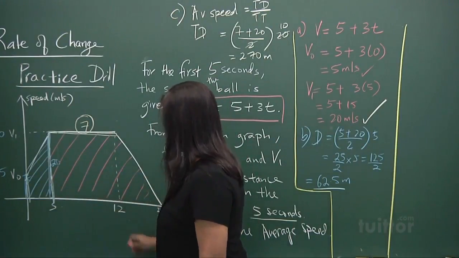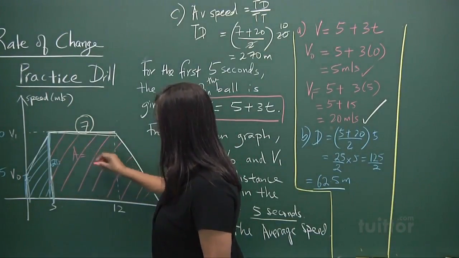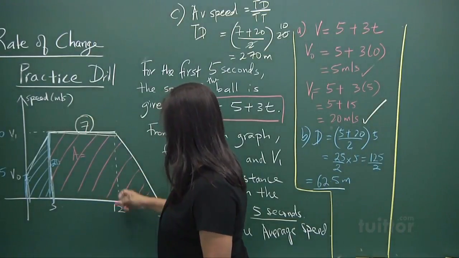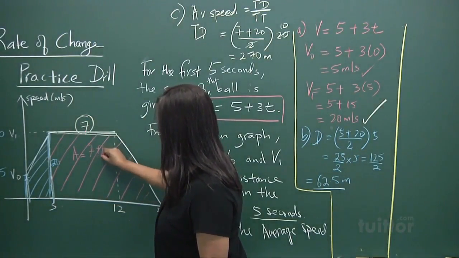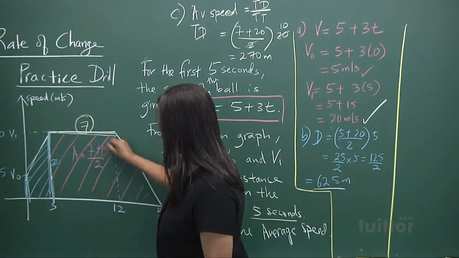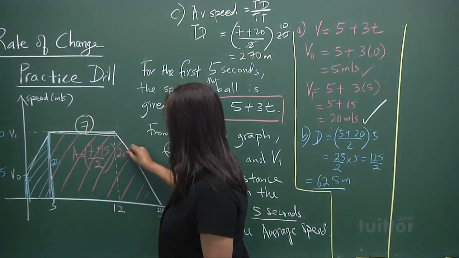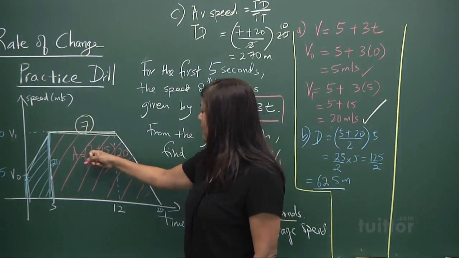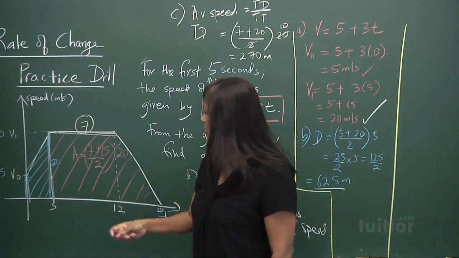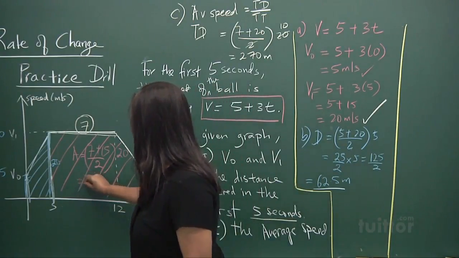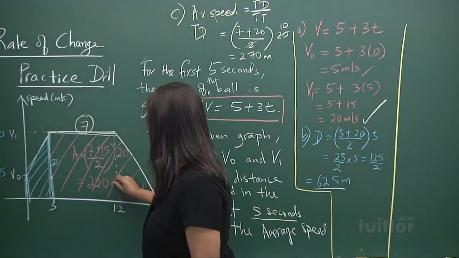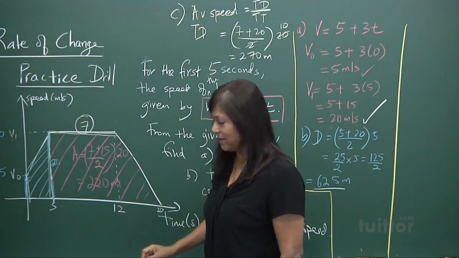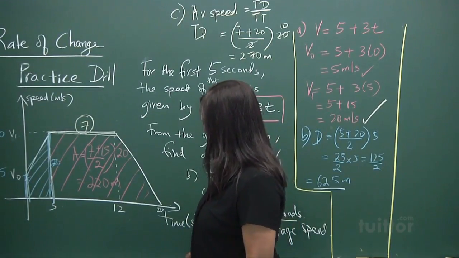So the area here, let me work out here, will be 7 plus 15, divided by 2 times 20. Alright, so when you cancel here, you get a 10. 7 plus 15 is 22. 22 times 10 is 220 meters. That's covered. So you have 220 meters here.